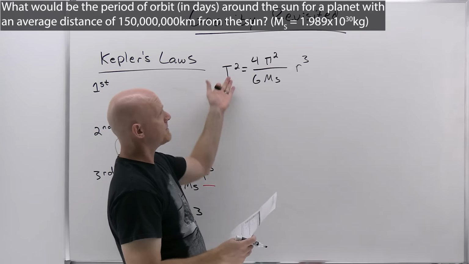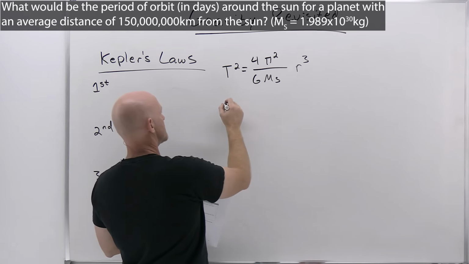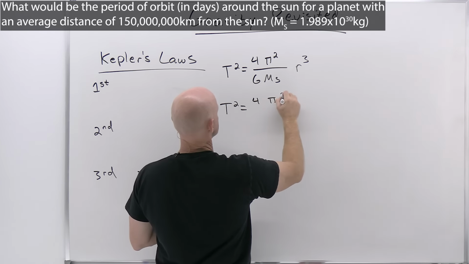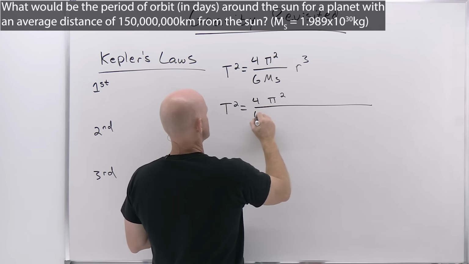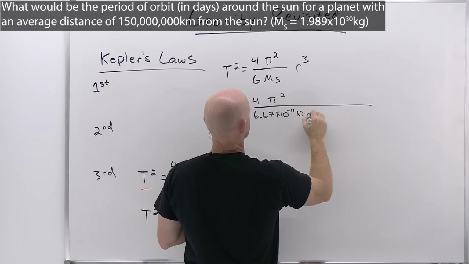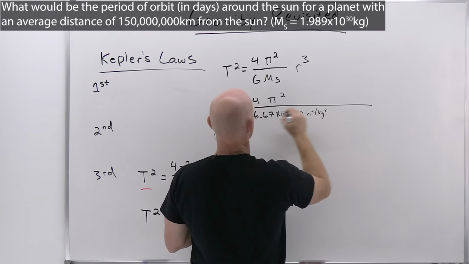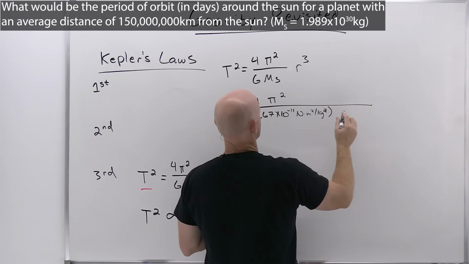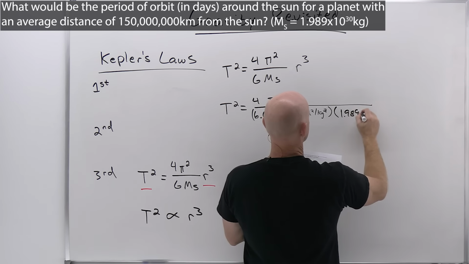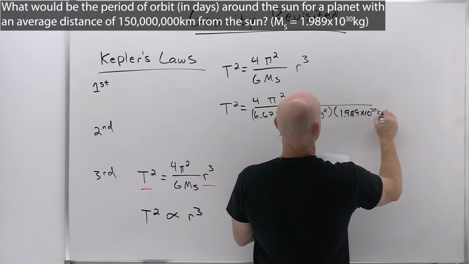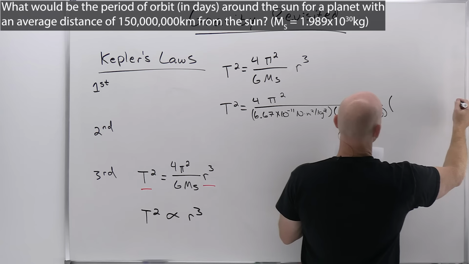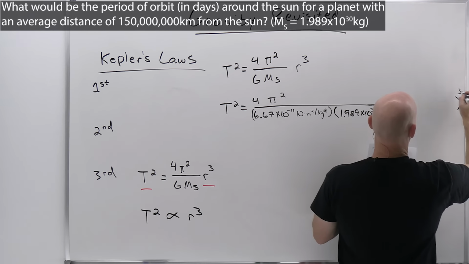All right, so there's Kepler's third law rewritten, and we're just going to insert all the variables and solve for the period here. So T squared equals 4 times pi squared all over 6.67 times 10 to the negative 11 newton meters squared per kilogram squared. The mass of the sun is given as 1.989 times 10 to the 30th kilograms. And then we've got to multiply by the radius, or average distance from the sun, cubed.